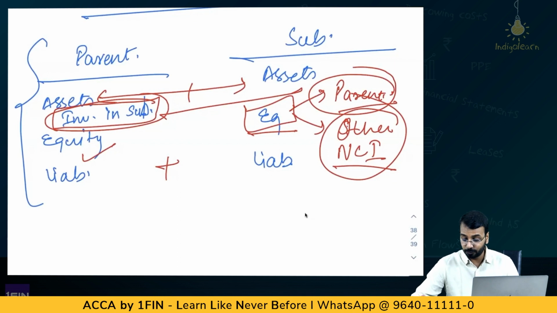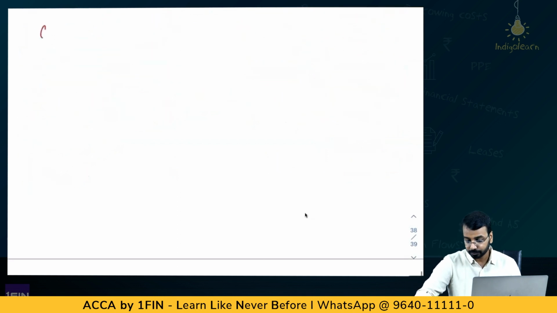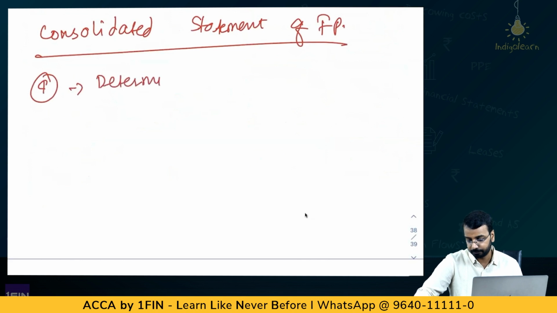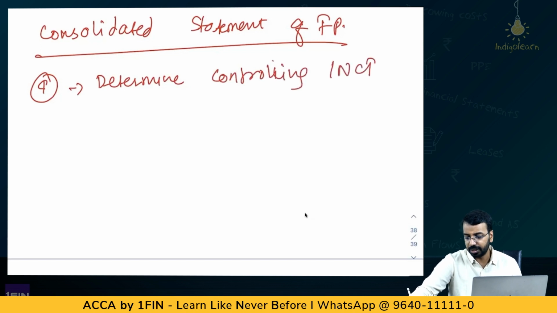I will quickly run you through how to prepare the consolidated statement of financial position. So first step, what you need to do is determine controlling interest and non-controlling interest. Normally this would be given to you in the question. There is no rocket science behind this particular calculation, right?